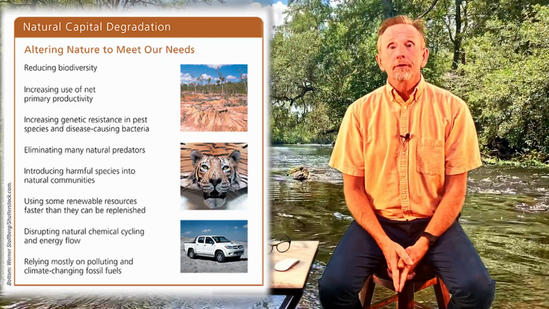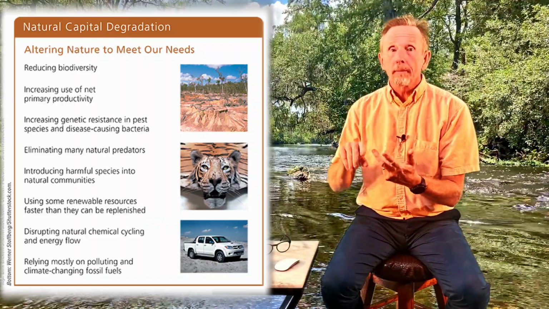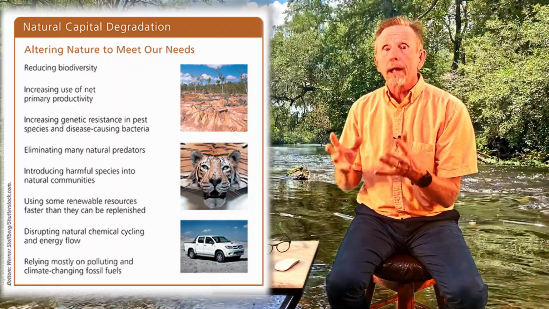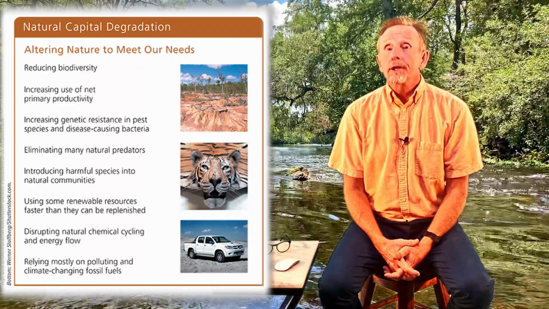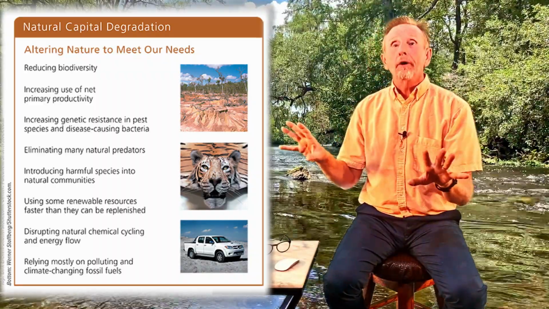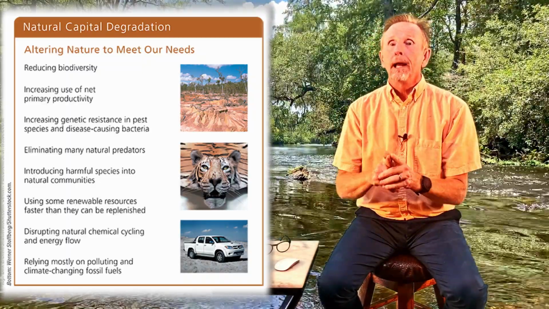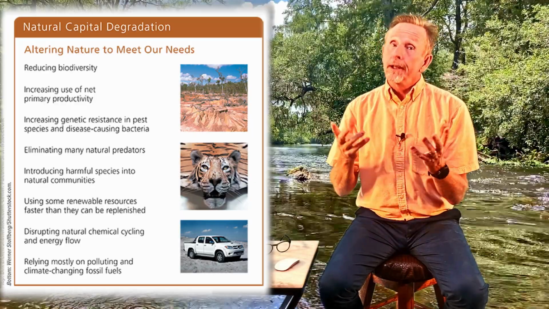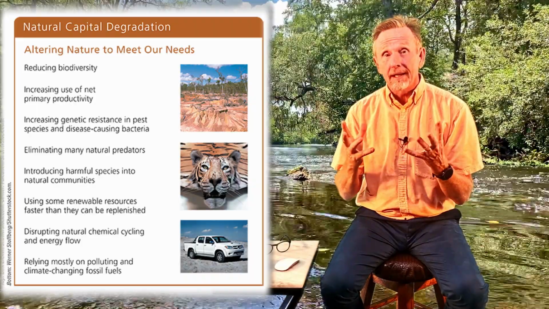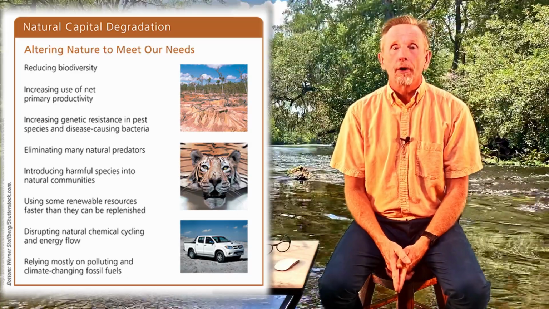We're increasing the use of net primary productivity, NPP. We're going into areas, we're farming, we're creating more food, more plant product, more NPP. We're increasing genetic resistance in pest species by spraying pesticides out onto crops or even in our backyards on our rose plants. We're increasing pest resistance and disease-causing bacteria. Hand sanitizer a lot of times just creates bugs resistant to these types of devices, something that we are doing.